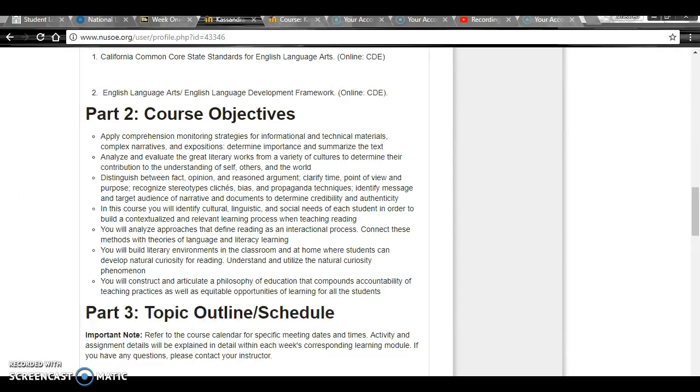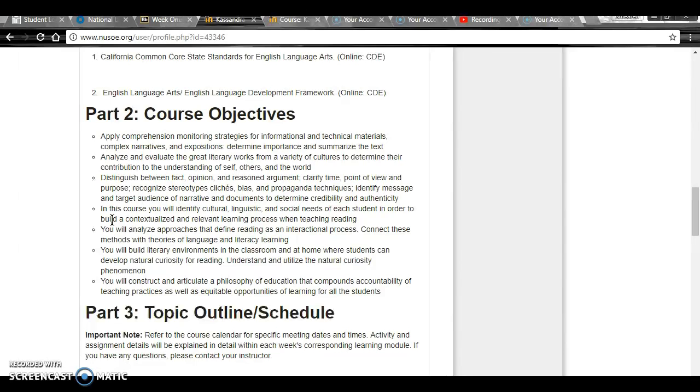Apply comprehension monitoring strategies for informational and technical materials, complex narratives and expositions to determine importance and summarize the text. Analyze and evaluate the grade literacy works from a variety of cultures to determine their contribution to the understanding of self, others, and the world. Distinguish between fact, opinion, and reason, argument, claim, point of view, and purpose. Recognize stereotypes, cliches, bias, and propaganda techniques. Identify the message and target audience in narratives and documents to determine credibility.